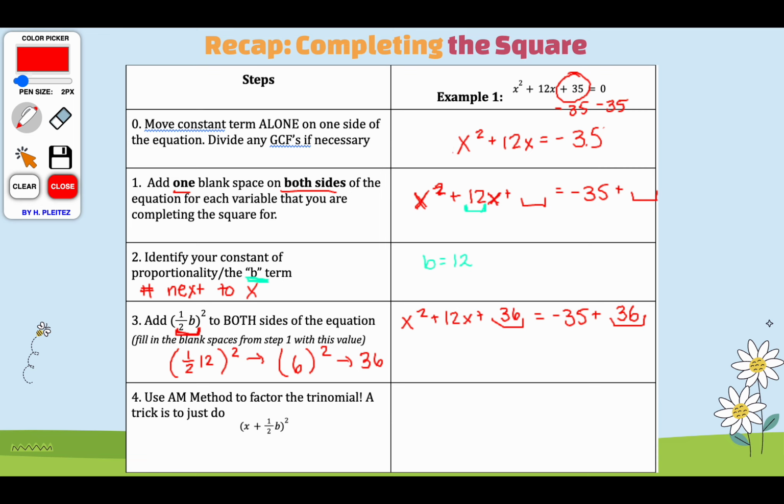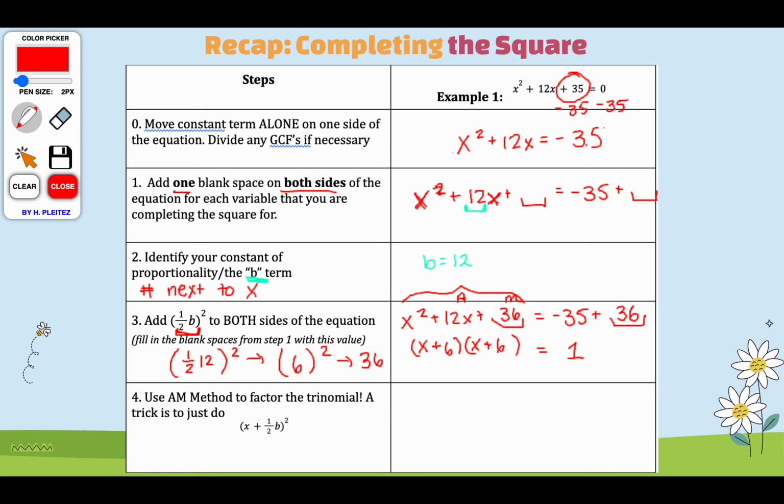Now, the next step says use AM method to factor the trinomial. Now, on the right side, we can just simplify that. Those are just two numbers. Negative 35 plus 36, that's just going to be positive 1. But this left side, this is the trinomial that we need to use AM method for. So if you remember, AM says we need to find two numbers that add to positive 12 and that multiply to 36. So if we're using AM, we make our two sets of parentheses, right? And if you go through your options, you're going to get x plus 6 and x plus 6.